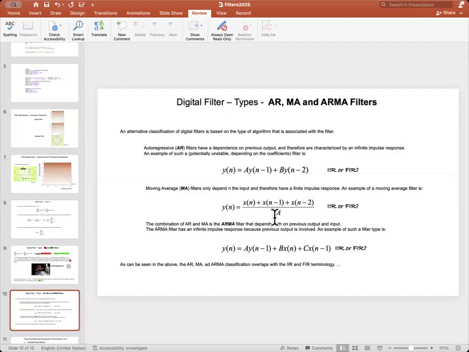And then, of course, we have a combination of AR and MA, where the output depends on the previous output, but also on the current and previous input. So that's a little bit of both. But as long as there is some part of a previous output in there, of course, it is an IIR type filter. ARMA filters are actually the ones that we looked at, for instance, the RC filter. If you look at the discrete time version of that filter, you will find that that is an ARMA filter.